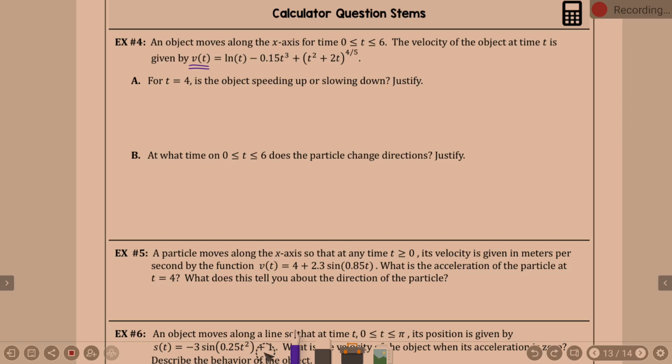Everybody slow down. Hold on a sec. How do we know if something is speeding up or slowing down? The signs of velocity and acceleration.